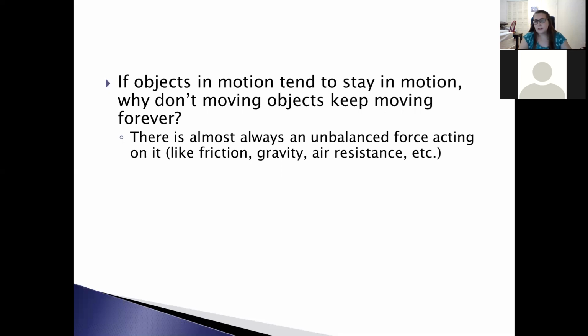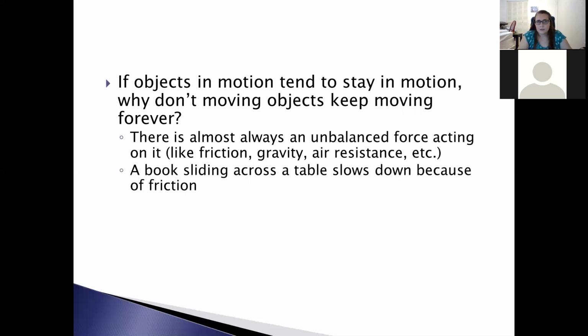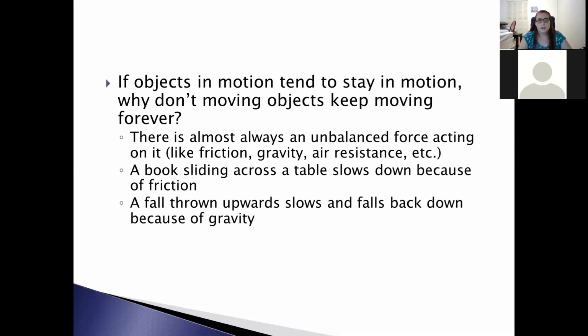And again, typically in Physics 1, we'll be thinking about an ideal case where we're ignoring these things, but we can't ignore them in real life. They do exist. So if you have a book sliding across the table, it'll slow down because of friction between the book and the table. A ball thrown upwards slows and falls back down because of gravity. The ball doesn't continue to just go up and up and up forever, unless again you're some kind of superhero and can throw things with that much force. But it'll fall back down because gravity is an external or unbalanced force that's pulling it back down.